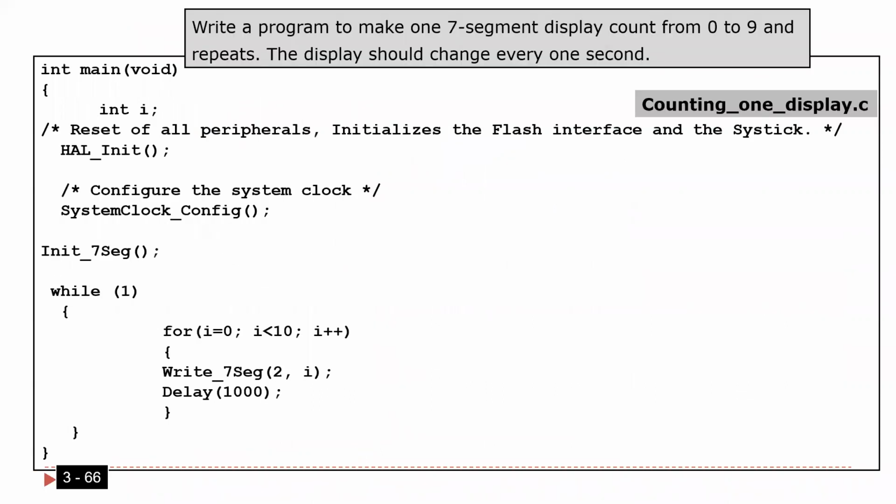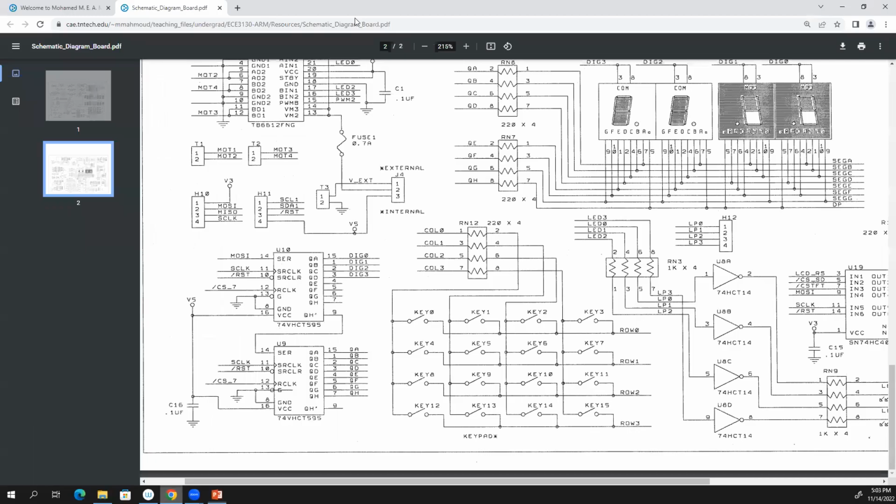The first program: write a program to make one 7 segment display count from 0 to 9, and then repeat. The display should change every 1 second. I want to use only one display. I want to display 0 for 1 second, then 1, 2, 3, 4, until 9. After 9 should come 0 again, like a counter. You also have the video, so let me show you the video to understand better.